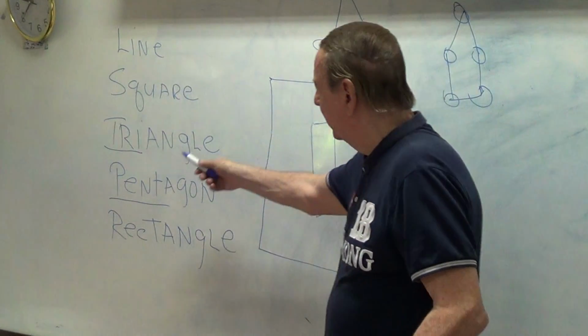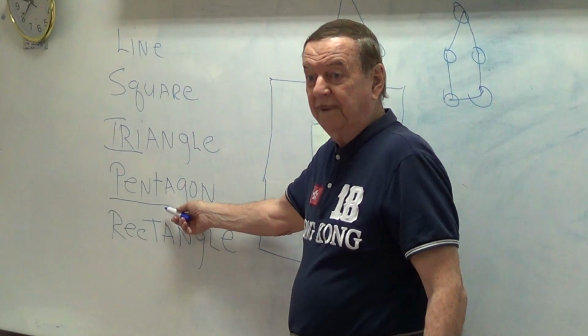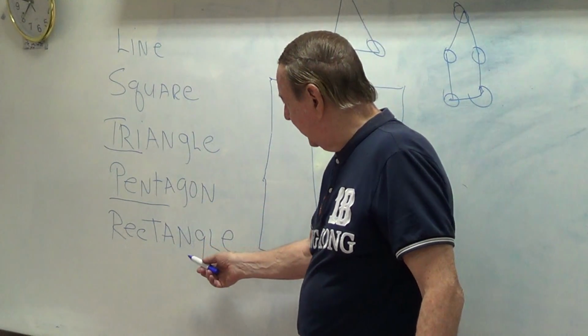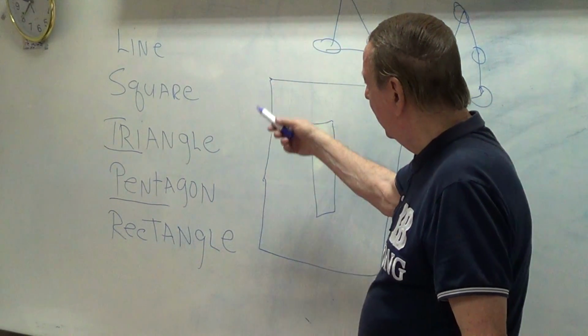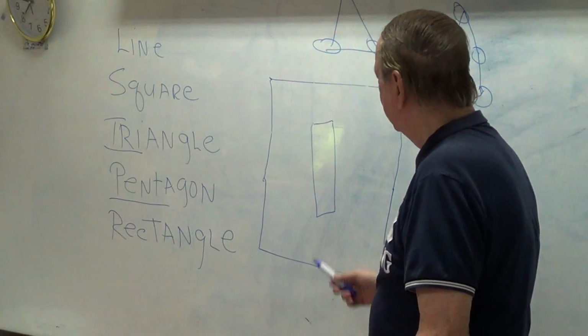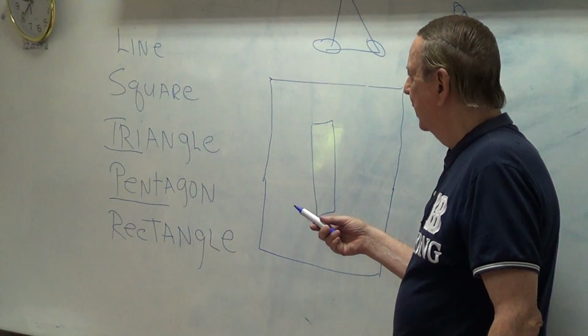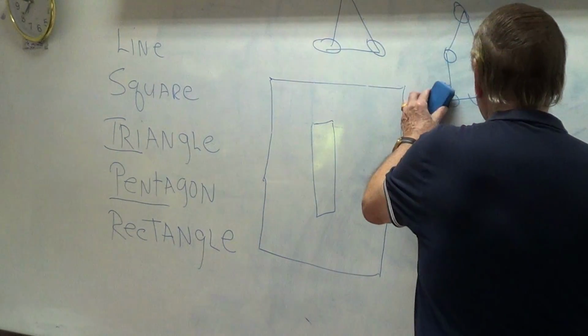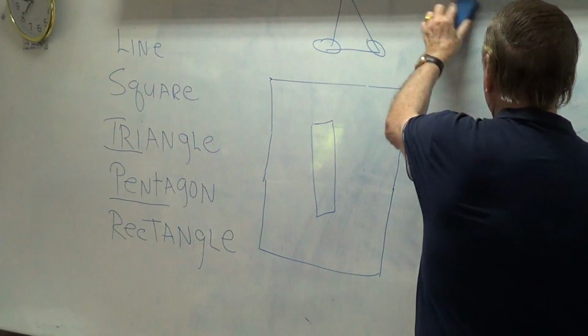Triangle, 3. Pentagon, 5. The Latin for 5. Rectangle, square, line, triangle, pentagon. Those are the usual forms that you run across. Even the pentagon's a little rare.